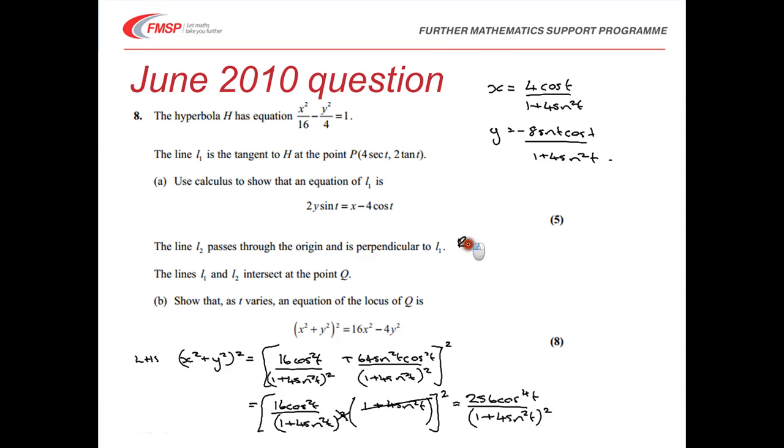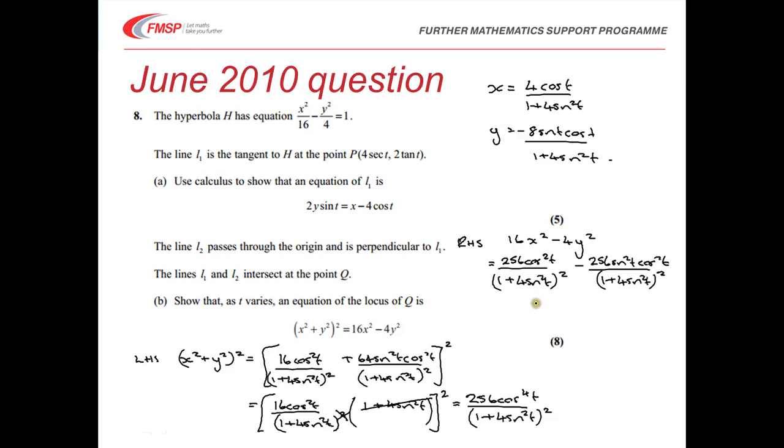Let's move into this space here now and have a look at the right hand side. So this is 16x squared minus 4y squared. Well, we need to square this again. That's going to be 16 times 16, so that will be 256 cos squared t over 1 plus 4 sine squared t all squared, minus 4 of the square of this. If we square this we get 64, and then 4 of that will be 256, and it'll be sine squared t cos squared t over 1 plus 4 sine squared t, squared.